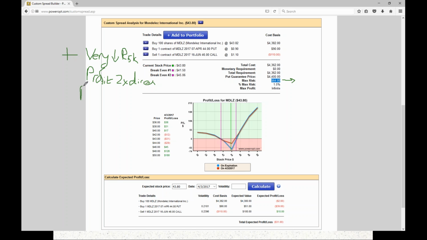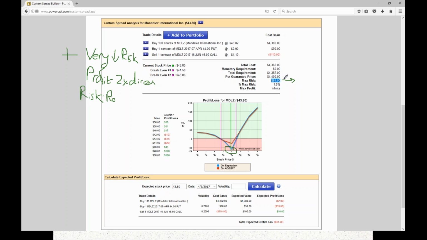Another positive is the risk-reward ratio looks really good. Okay, risk to reward is very positive. And what do I mean by that? The most you could lose in the worst case scenario if the stock's trading right at 44 is $64 in the short term to April expiration.